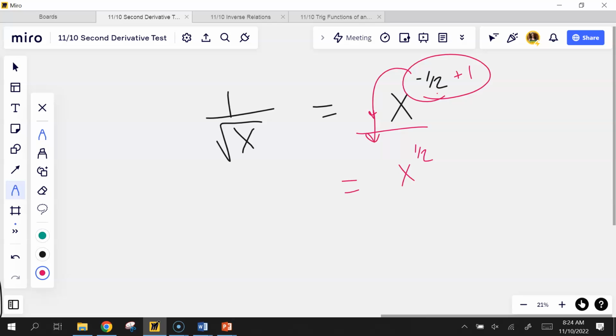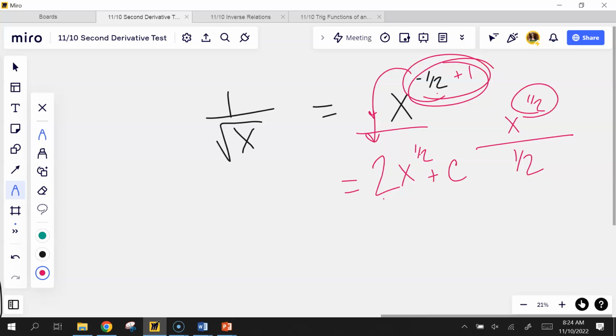And if I divide by a 1/2, that's the same thing as multiplying by 2, right? If I add these together, I get 1/2, and you want to divide by whatever this exponent is after you add, so dividing by 1/2, I would multiply by 2 instead. And then I'm going to add my c on the end. I can't forget the c. So there's my general antiderivative for that one.